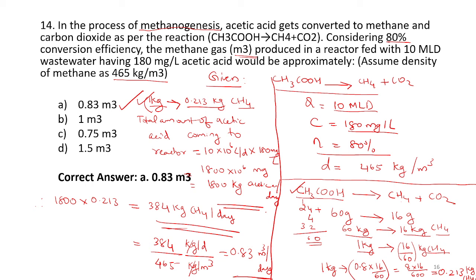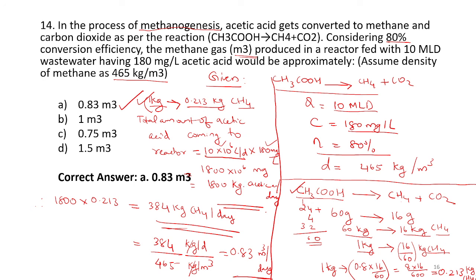Now we have the quantity of wastewater. The total quantity of wastewater coming into the reactor is 10 million liters per day, which is 10 into 10 raised to 6 liters per day. And we know that the amount of acetic acid present in the wastewater is 180 milligram per liter. From these two pieces of information, we will get to know the actual quantity of acetic acid which is coming into the reactor per day, right?